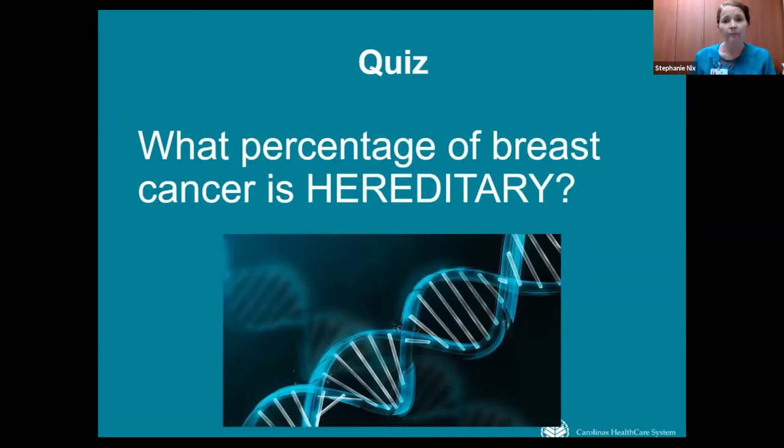I have a little quiz here if someone wants to unmute themselves. Does anybody know what percentage of breast cancer is actually hereditary?